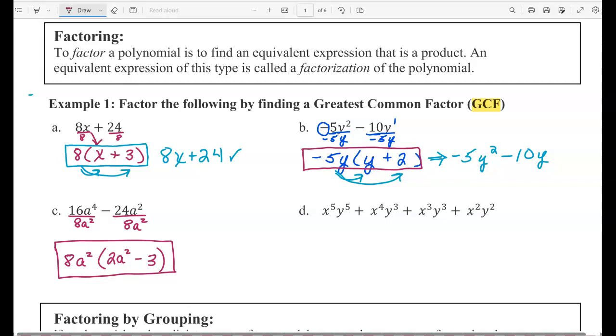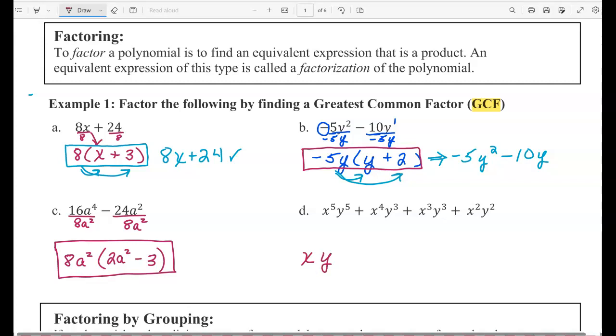Part D, our last one, this is pretty involved. We see lots of x and y's here. So this is 4 terms, and we're just going to go one term at a time. We're going to ask ourselves, is there an x in every single term? There is. Is there a y in every single term? There is. So now let's look at the exponents.